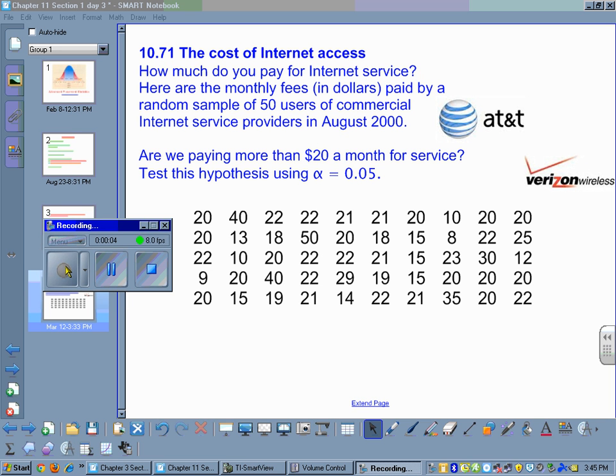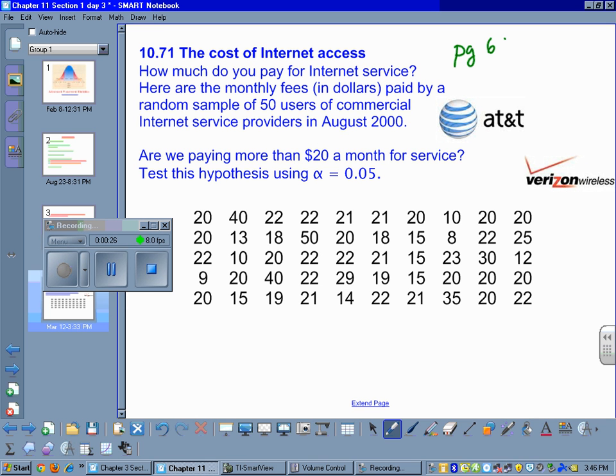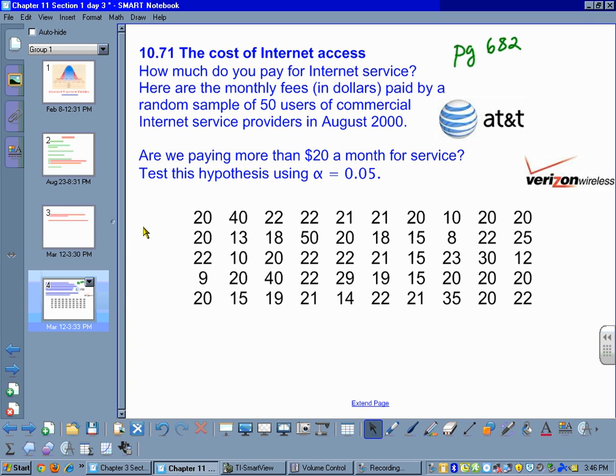Good afternoon. This example is a one-sided significance test for a t-distribution, and it is for problem 10.71. I've adapted it a little bit in your textbook. The data is from page 682, and basically what we're looking at is a bill from 50 randomly selected customers, to see if in fact we are paying on average more than $20 a month for service.